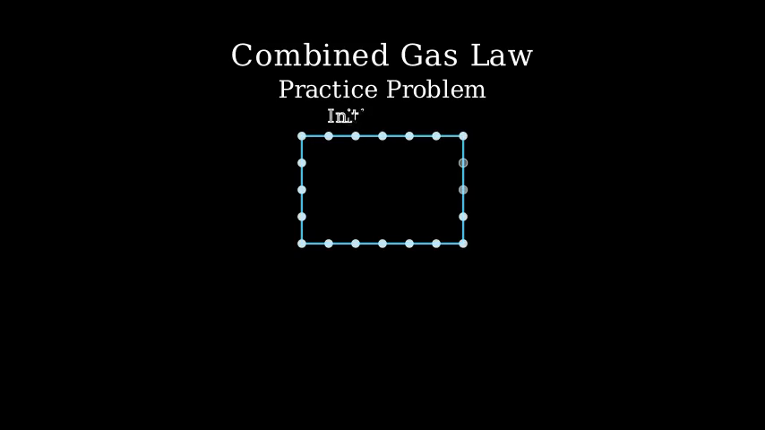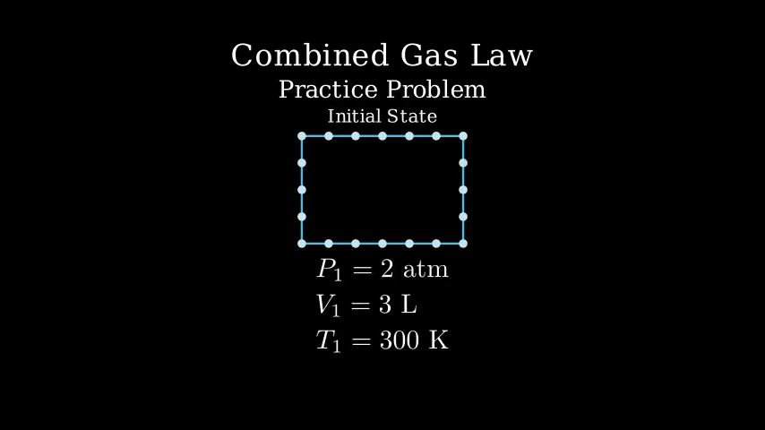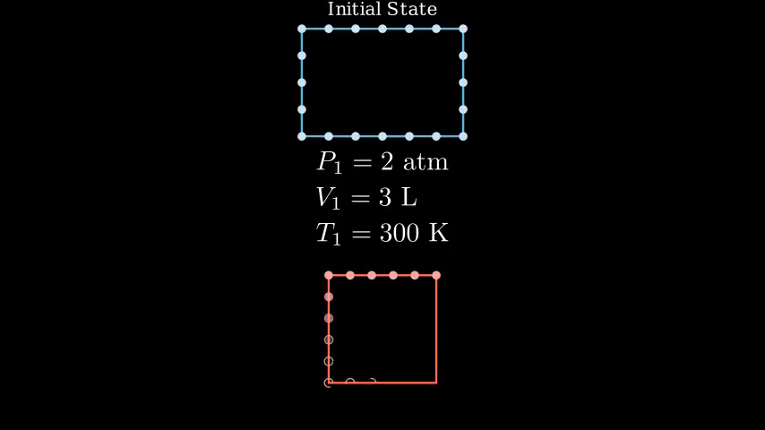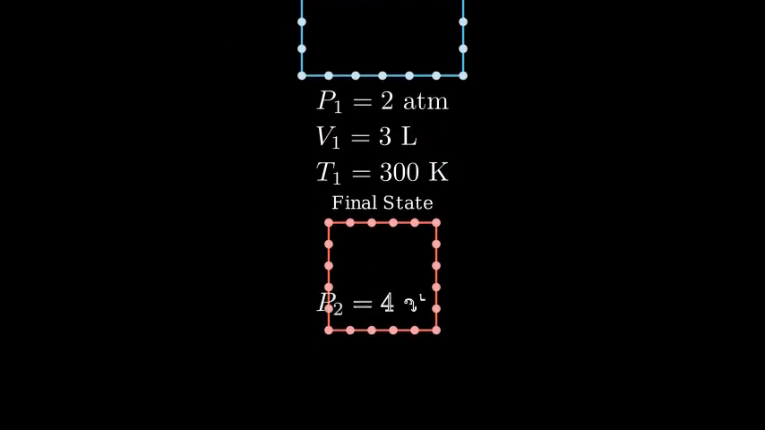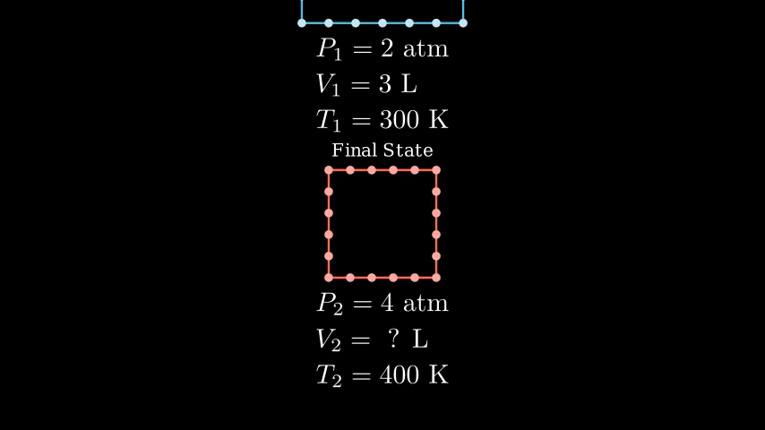Here we have a container of gas at our initial state. The initial pressure P1 is 2 atmospheres, the initial volume V1 is 3 liters, and the initial temperature T1 is 300 Kelvin. Now, we change the conditions to a new state where the pressure P2 becomes 4 atmospheres and the temperature T2 becomes 400 Kelvin. We want to find the new volume V2.